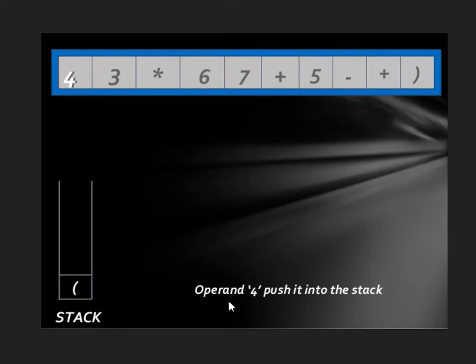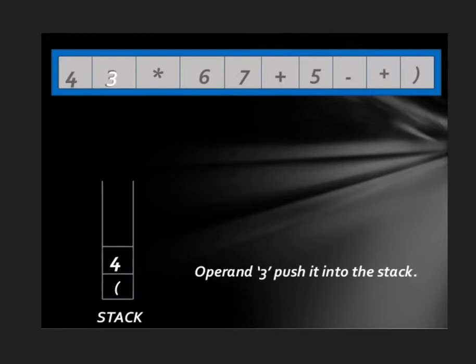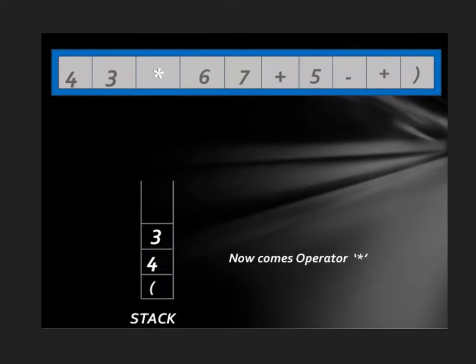So operand 4 will be pushed onto the stack. When the operand 4 is pushed, the stack status is going to be like this, and the next character we have in the postfix expression is 3. That is again not an operator, so that operand has to be pushed onto the stack. After pushing this onto the stack, on the top of the stack we have 4 and 3.